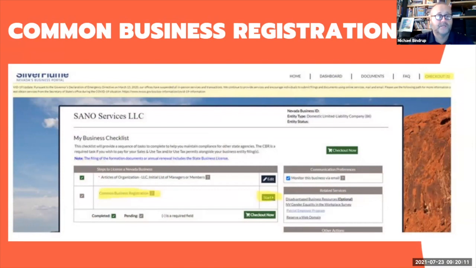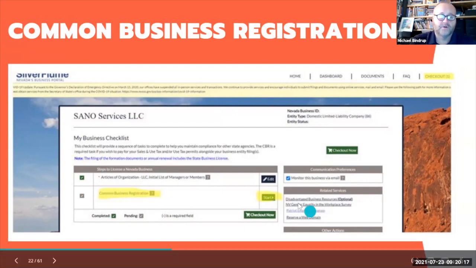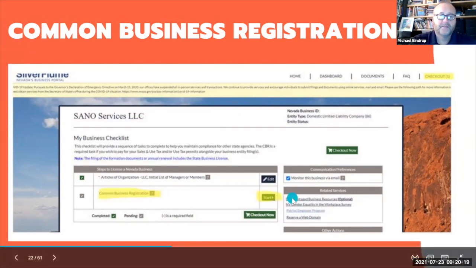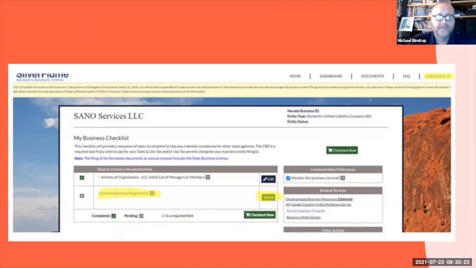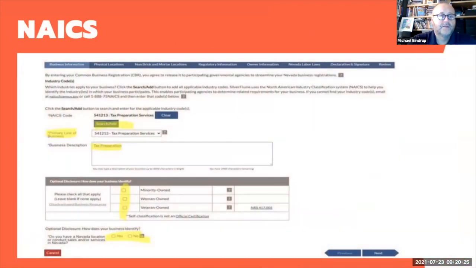And so Silverflume takes you right through this process, and they have another kind of help that they do. So you go on to start for common business registration. So we already know the name of our LLC is going to be Sano Services LLC. And as we come into this, one of the first questions they'll ask you is they'll say, please enter your industry code, your NAICS code.